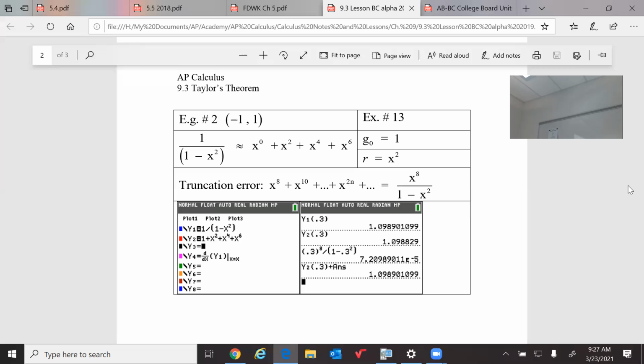Why was the first term x to the 8th? Because you went to the 6th, you stopped at the 6th term. So everything you're off by begins at the next term after that. So when you use the constant multiplier x squared times where you left off, the first term of the error would be x to the 8th. You all good with this? So that's your model. You're going to problem number 13.